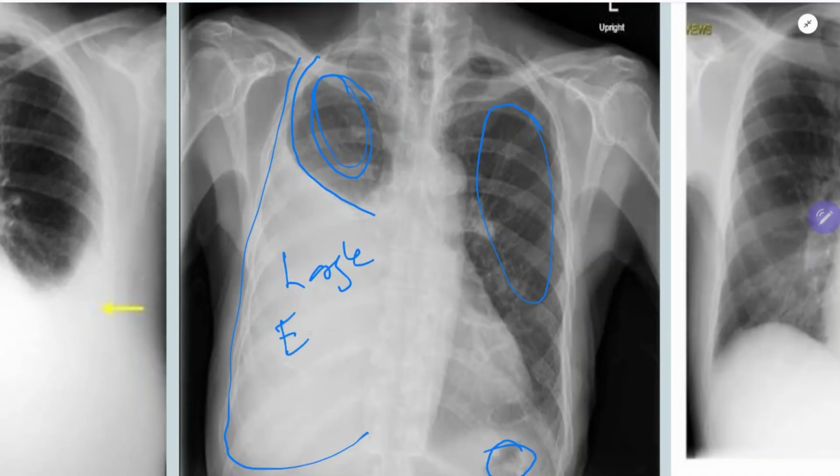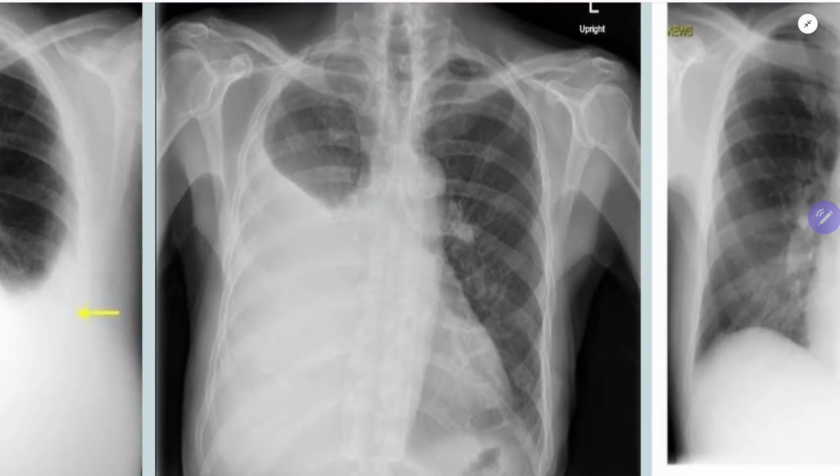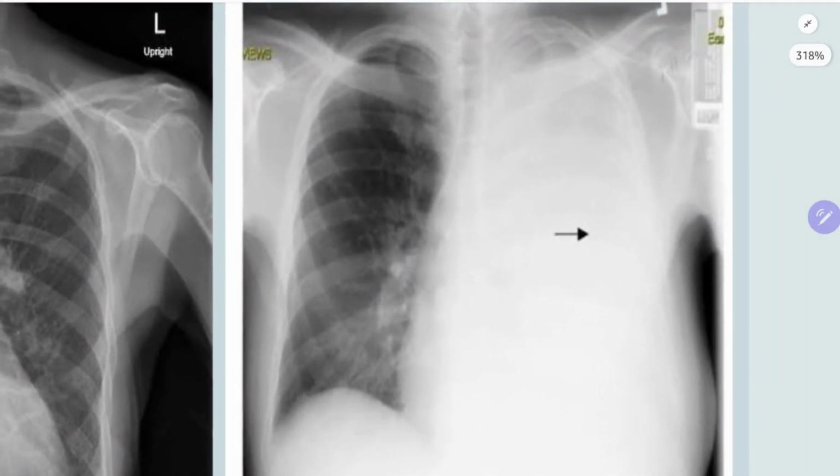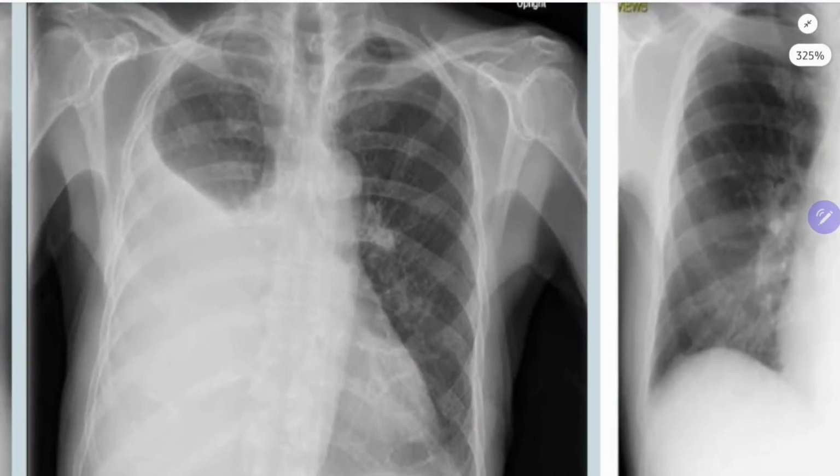So the meniscus sign you are seeing this. Okay. This is well exposed, no rotation. And increased lucency you are seeing. So hyperinflation is there, compensatory. But you are not seeing any mediastinal deviation here. Okay. Trachea is in the center. Even though the effusion is large, the trachea is in the center. It is not deviated towards the left lung.